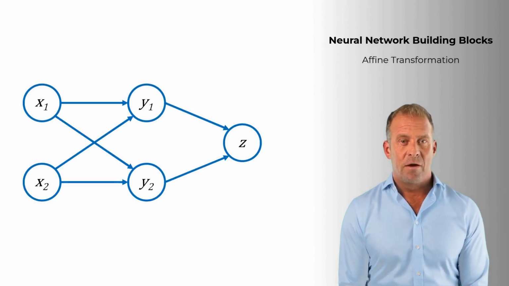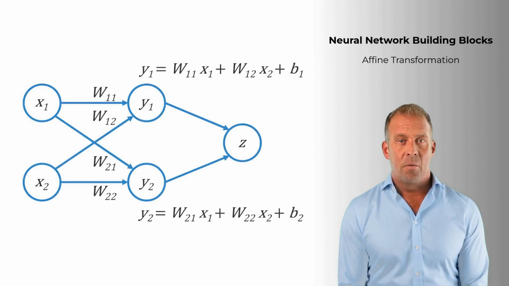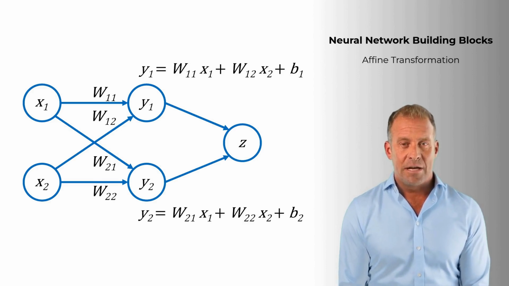What you see on screen right now is a very simple network. Two input values, x1 and x2, flow into two hidden nodes and finally produce one output z. The straight arrows represent linear combinations, while the little circles are the hidden nodes. Each arrow carries a weight w, and every circle adds a bias b. Together they form what mathematicians call an affine transformation.